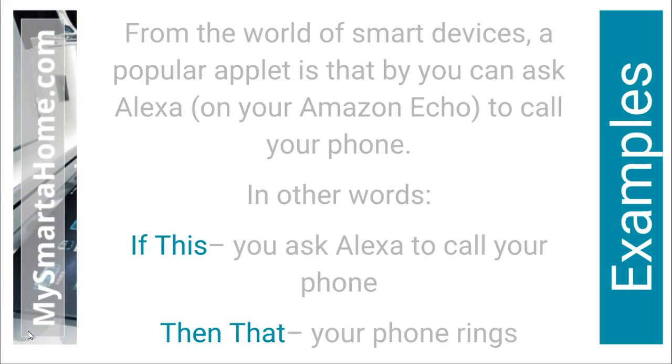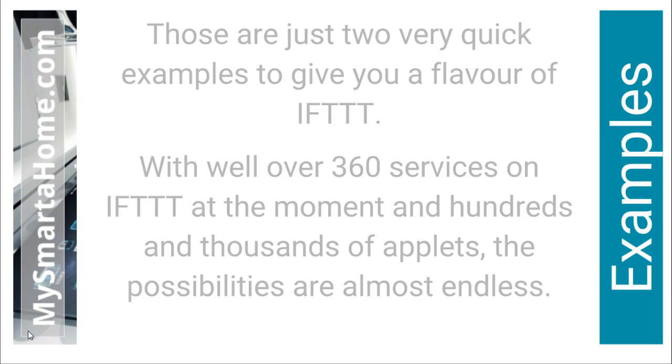From the world of smart devices, a popular applet is that you can ask Alexa on your Amazon Echo to call your phone. So in other words, if you ask Alexa to call your phone, then your phone rings. Those are just 2 very quick examples to give you a flavour of if this then that. With well over 360 services on if this then that at the moment and hundreds and thousands of applets, the possibilities are almost endless.